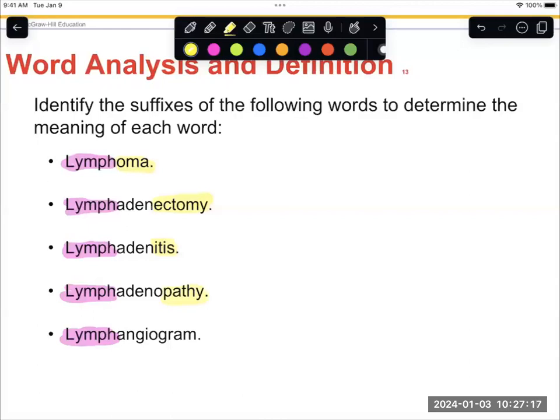Lymphangiogram, that suffix gram is a recording. So radiographic image of the lymphatic vessels. We have the combining form lymphangio, which means lymphatic vessels. Lymphedema. Lymphaden means lymph nodes.